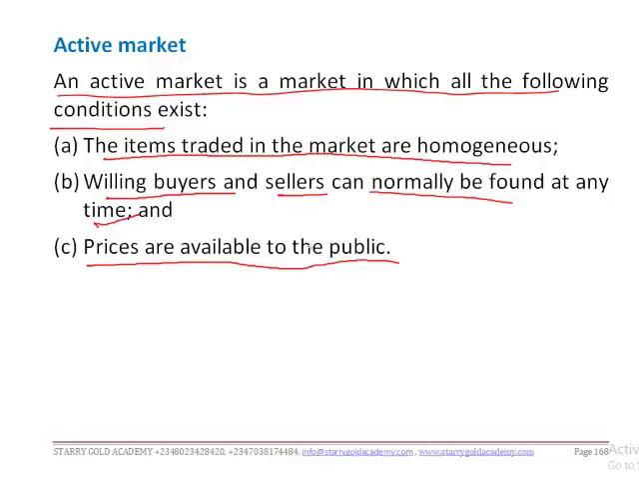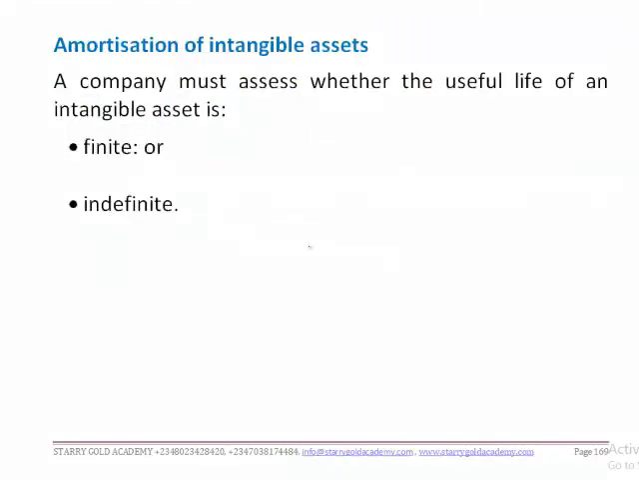Okay, so how do you amortize intangible assets? A company must assess whether the useful life of an intangible asset is finite or indefinite. An indefinite useful life means the asset will exist in perpetuity. It exists for life, or we cannot actually determine when such an asset can no longer be put to use.